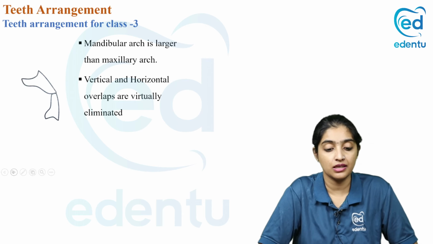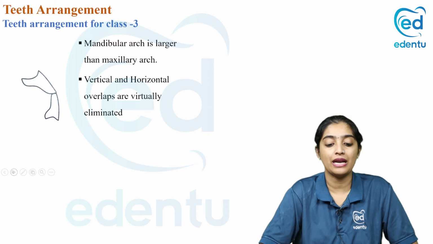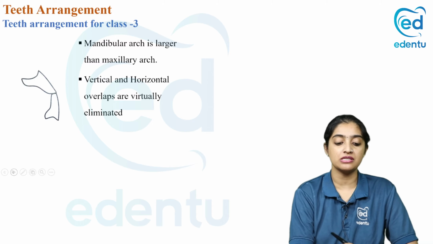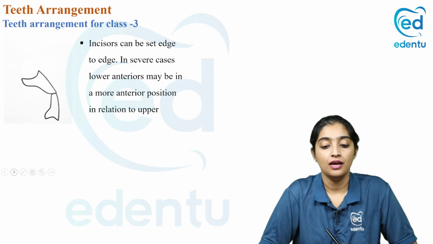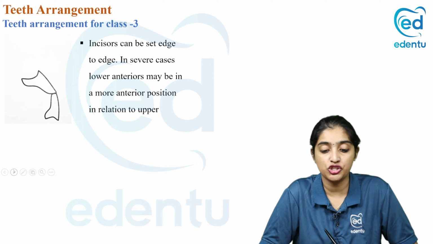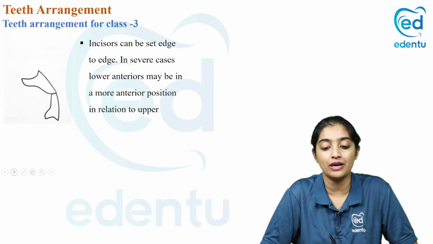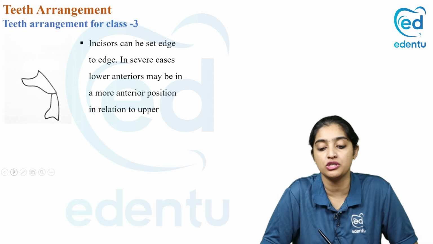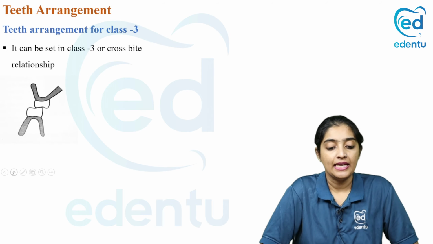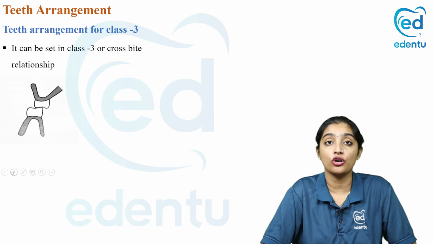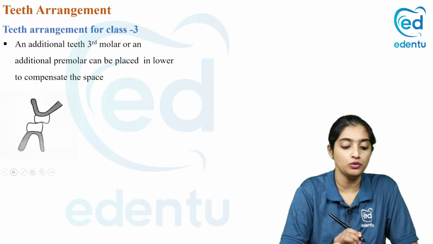For a class 3 arrangement, the mandibular arch is larger than the maxillary arch, and the horizontal and vertical overlaps are virtually eliminated, simply coming to an edge-to-edge relationship. Now, the incisors are set edge to edge. In severe cases, the lower anteriors may be in a more anterior position than the upper. It can be set in a class 3 or a cross bite relationship also.